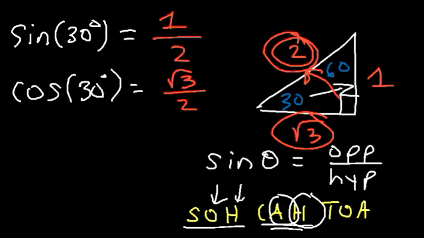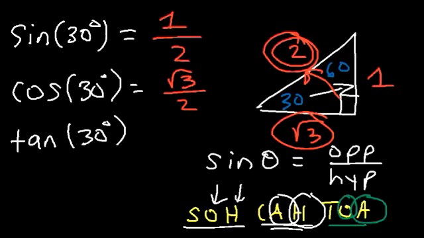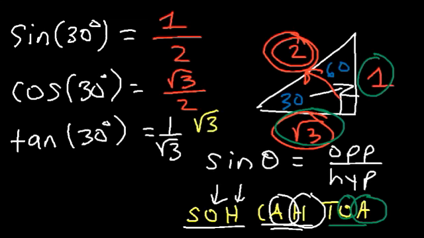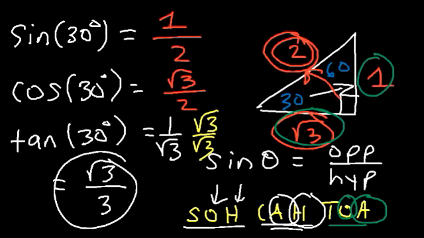Now the next thing we're going to look at is tangent of 30. So if we focus on the TOA part, tan 30 is opposite over adjacent. Opposite is 1, adjacent is root 3, so it's going to be 1 divided by root 3. Now, you don't want to have a radical in the denominator of a fraction, so what you want to do is rationalize it. You want to multiply top and bottom by root 3. So 1 times root 3, well, that's just root 3. Root 3 times root 3 is the square root of 9, and the square root of 9 is 3. So tan 30 is root 3 over 3.